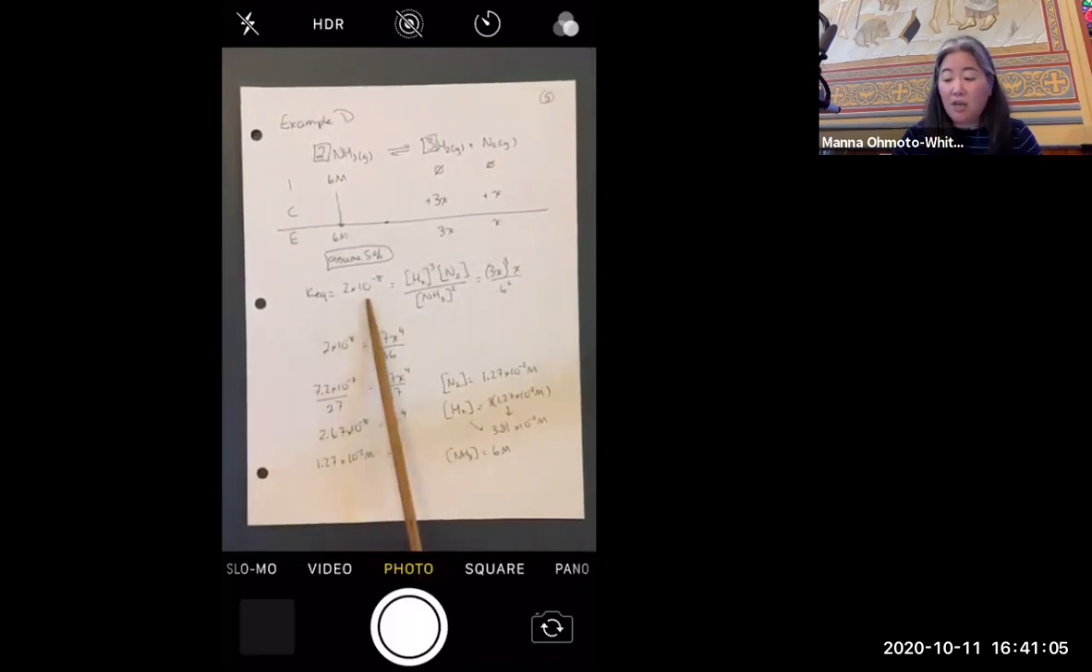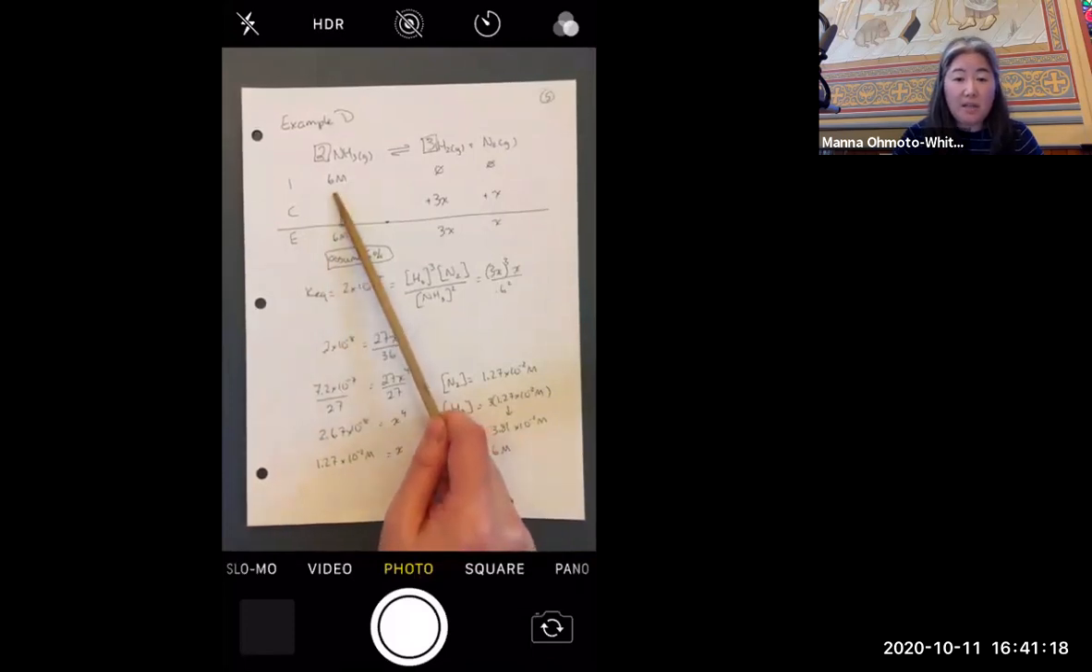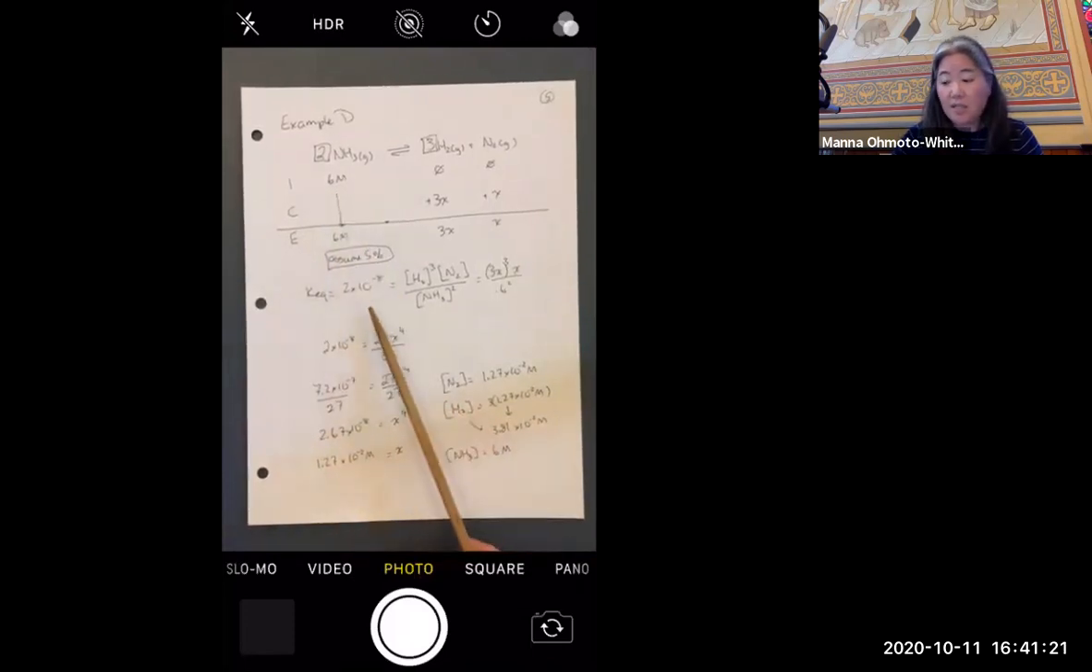And is my Keq value at least 10 to the third times smaller than my initial concentration? Another way of saying this is, if I multiply my Keq value by 10 to the third, will it still be less than my initial concentration? And the answer is yes, because 10 to the negative 8 times 10 to the third is 10 to the negative 5th. That's way smaller than 6.